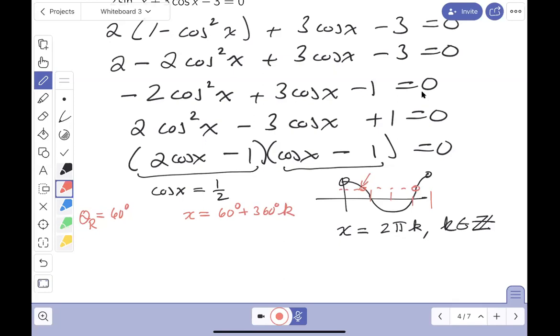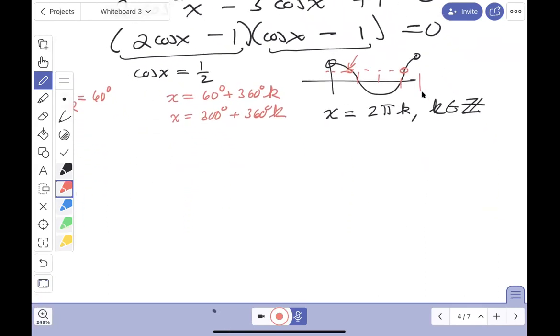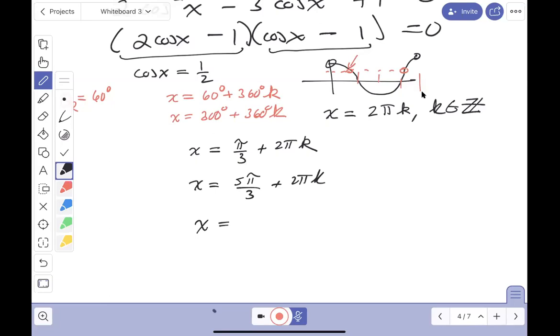What's the next one going to be? Well, it's in that last quarter, which would be between 270 and 360. It has a reference of 60, so it'll be 300 degrees, plus 360 degrees k. I'm going to write my final answer down. So x equals, well, 60 is going to be what? Pi over 3 plus 2 pi k. What's 300? Well, it's going to be 5 pi over 3 plus 2 pi k. And last but not least, we still have 2 pi k.